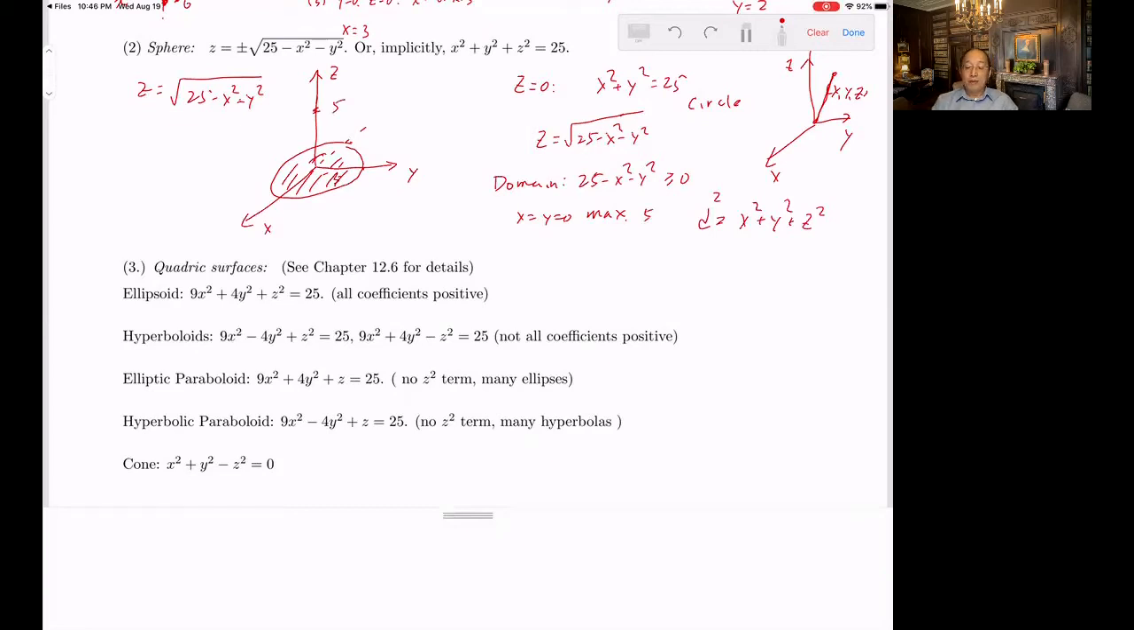And then for different values of z, we're going to have circles again. For example, if z is equal to 3, then we have 9 is equal to 25 minus x squared minus y squared. That will give us x squared plus y squared is equal to 25 minus 9, which is 16. So we have a circle again. This is another circle. And the circle gets smaller and then reaches the top when x is 5. So we actually have an upper hemisphere.